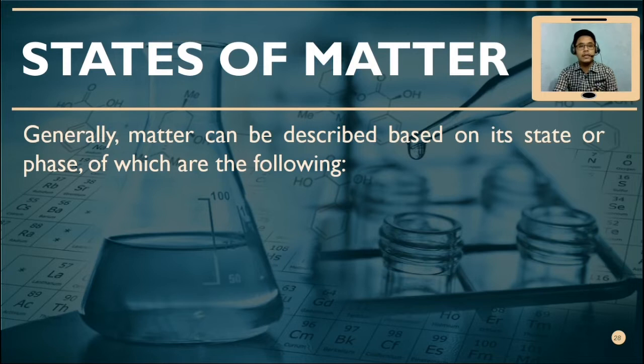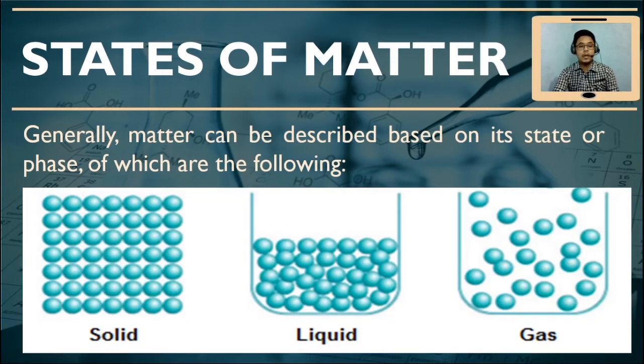Take note that generally there are only three states of matter based on its physical characteristics or properties. And what are these? We have the solid, the liquid, and the gas state. I know that you have prior knowledge regarding solid, liquid, and gas, right? But this time, we're going to proceed with the different characteristics of solid, liquid, and gas.